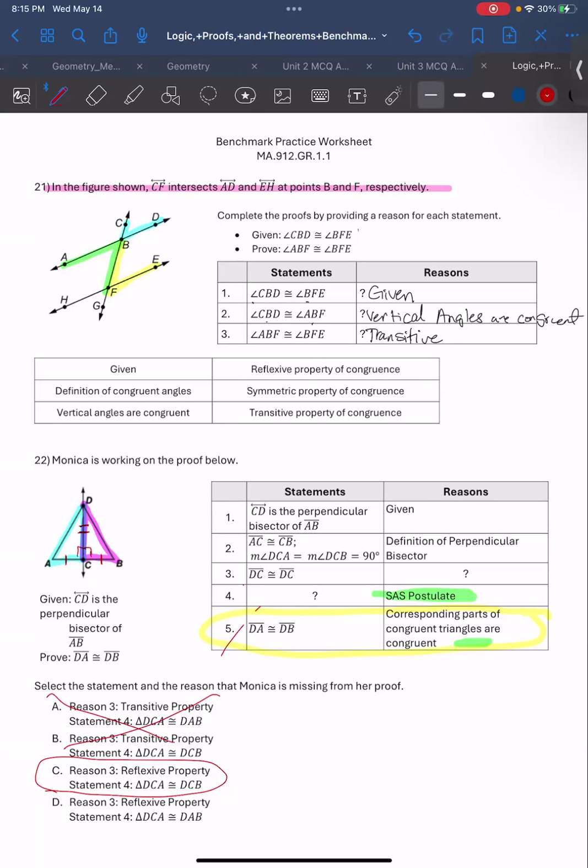So the reflexive property of congruence is going to be, hold on, wait. Before I lose my train of thought. Okay, I swapped it. Reflexive is DC congruent to DC. Symmetric is DC congruent to CD. Does that help? I swapped it. Okay. So the reflexive property of congruence is basically that it's congruent to itself.